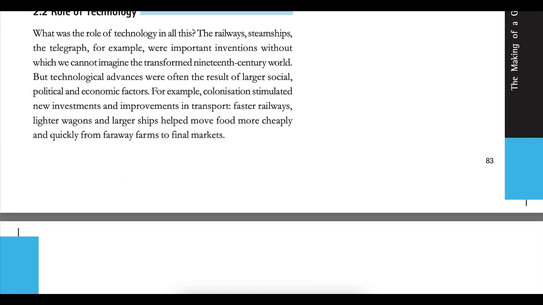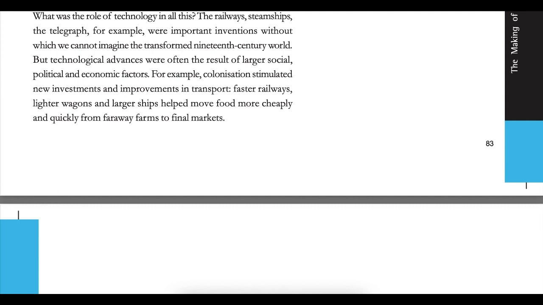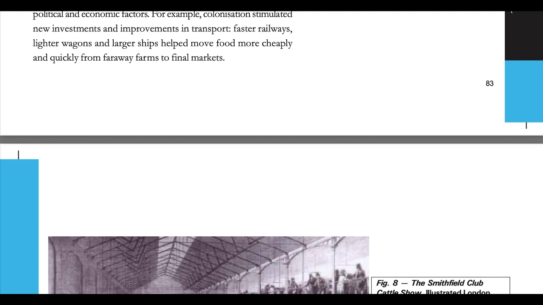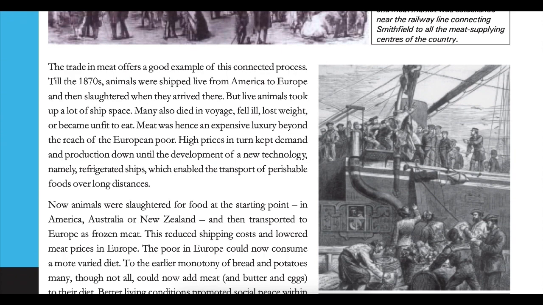But technological advances were often the result of larger social, political, and economic factors. For example, colonization stimulated new investment and improvements in transport. Faster railways, lighter wagons, and larger ships helped move food more cheaply and quickly from faraway farms to final markets. The trade in meat offers a good example of this connected process.